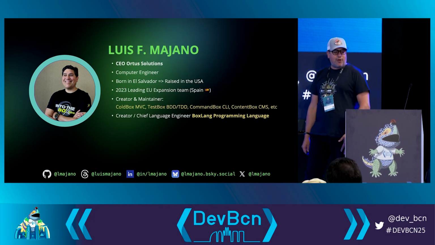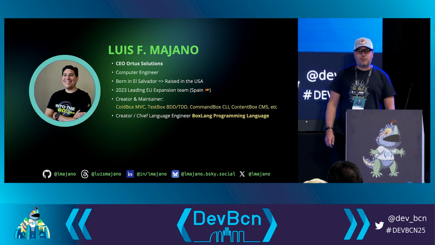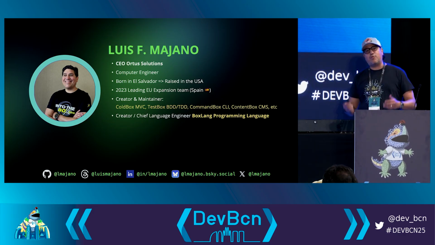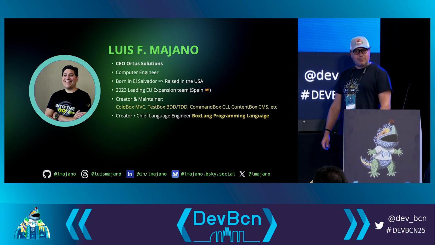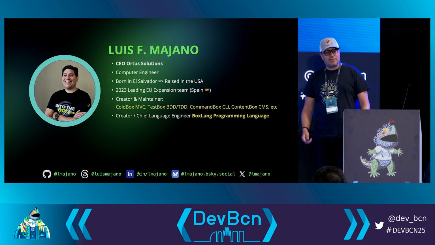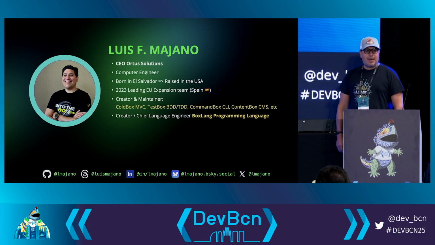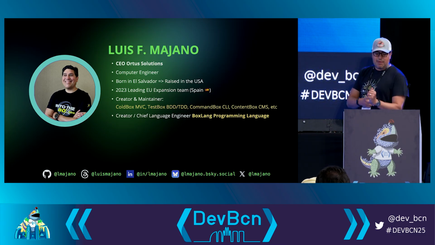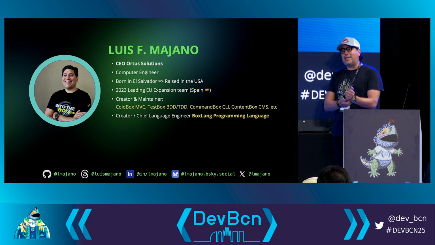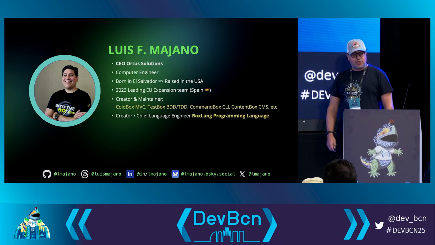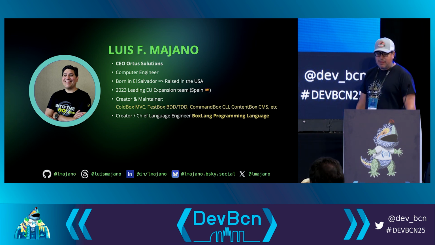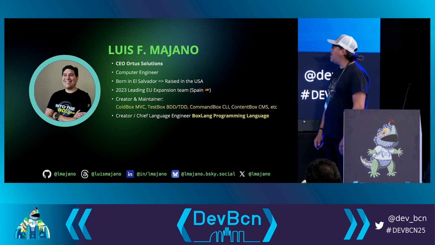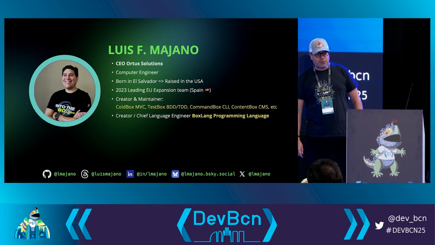All right, my name is Luis Majano. I'm the CEO of Orto Solutions. My background is in computer and hardware engineering. I was born in El Salvador, in Central America, and I was mostly raised in the US. Since 2023, I'm in Malaga, in Spain, to lead our European division. And I'm the creator and maintainer of many frameworks and the chief language engineer for BoxLang, a new programming language.